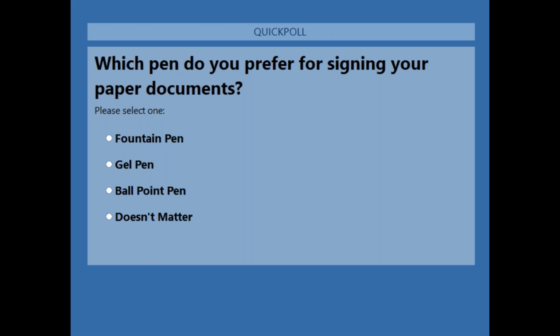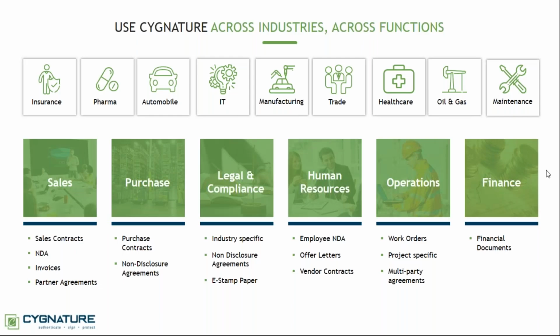Wow, so we have 80% of votes, and 50% of people say fountain pen is the best for signing, 38% say ballpoint pen, and 13% say it doesn't matter. Okay, so nobody wants to sign using a gel pen. Cool. So I would request all of these people to use Signature and not pens.